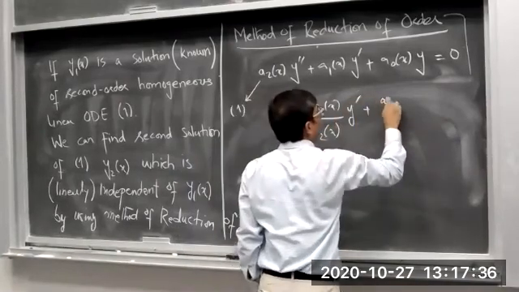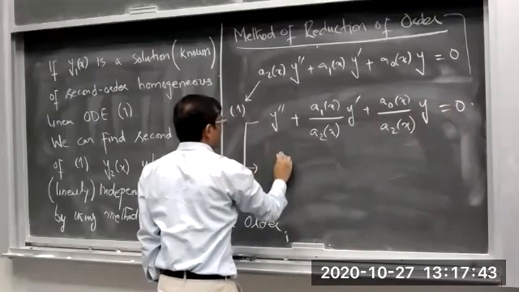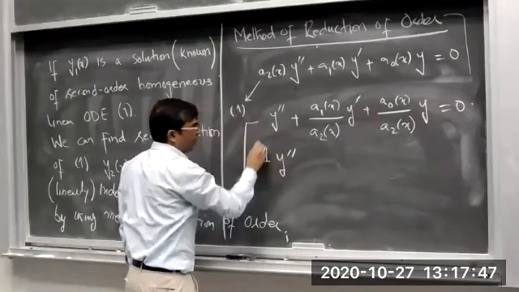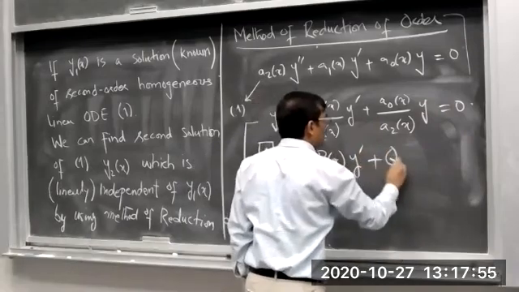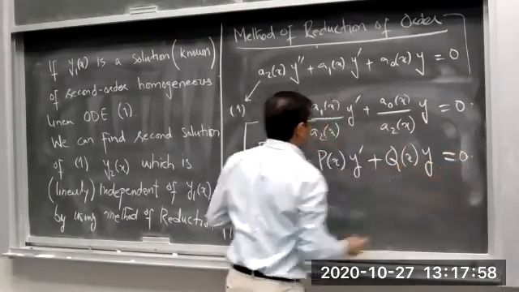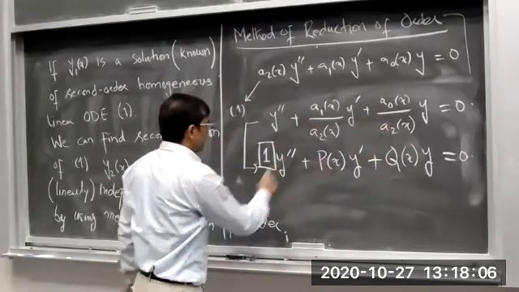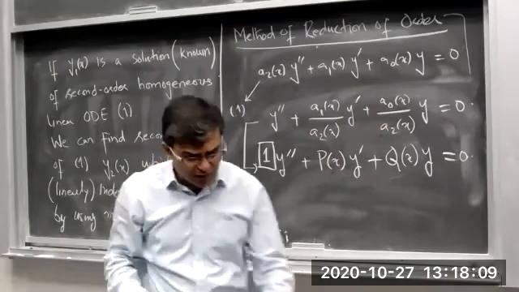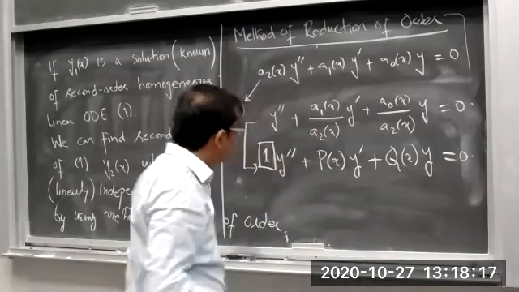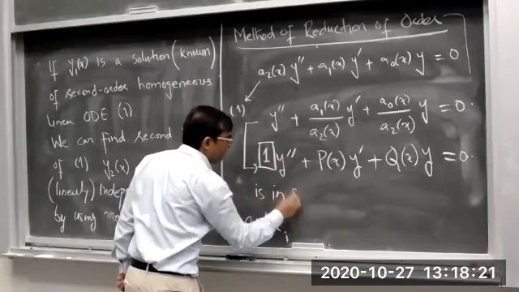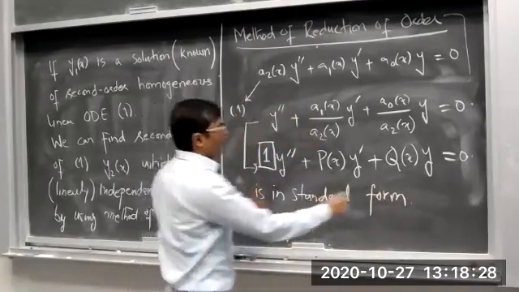Then y double dash plus a1 of x divided by a2 of x, y dash, plus a naught of x divided by a2 of x, y equal to 0. Remember that the coefficient of y double dash is 1. So y double dash plus p of x y dash plus q of x y equal to 0, where p of x is a1 of x divided by a2 of x, and q of x is a naught of x divided by a2 of x. This is the normal or standard form. Call it equation 2.